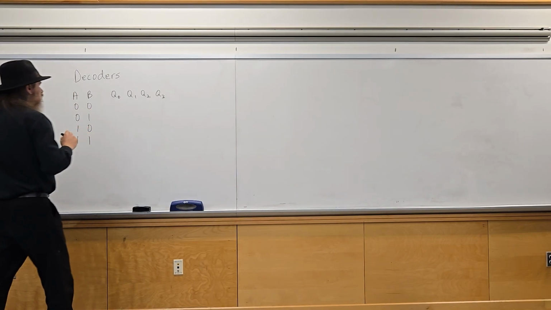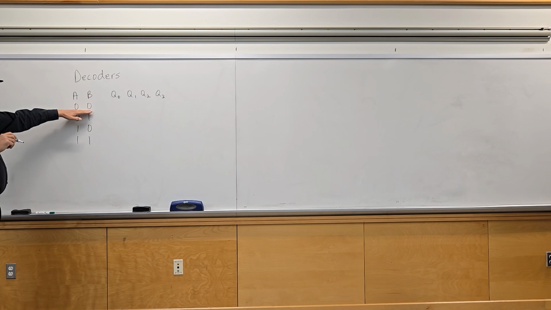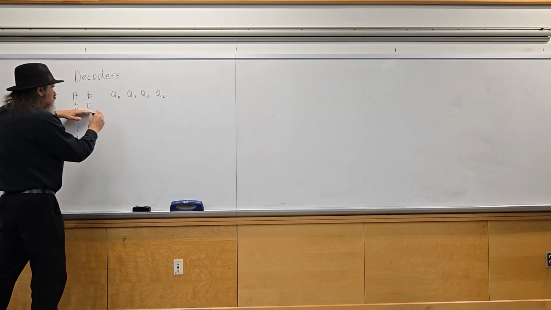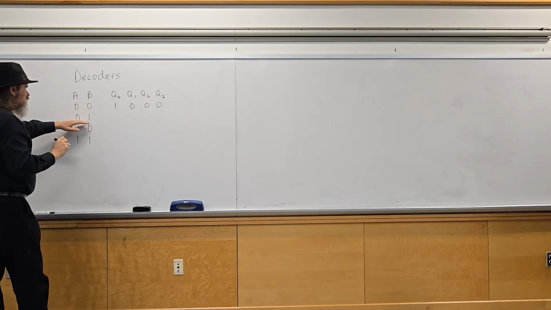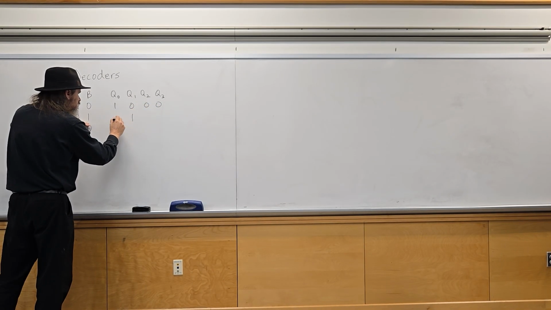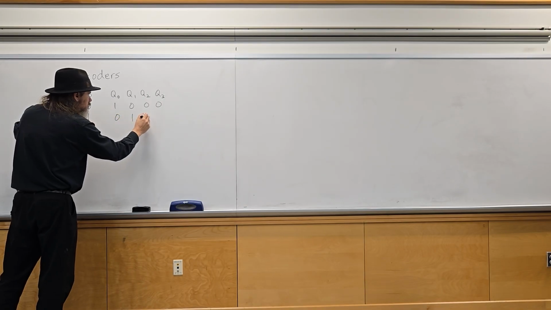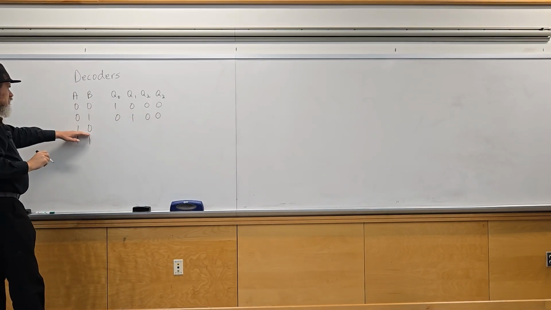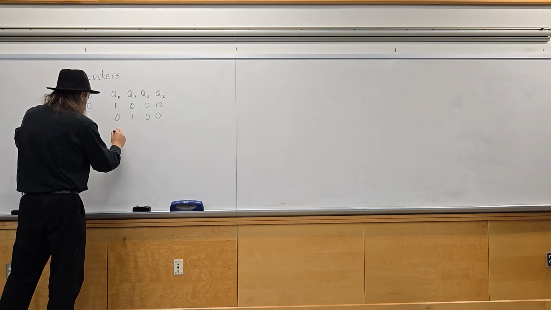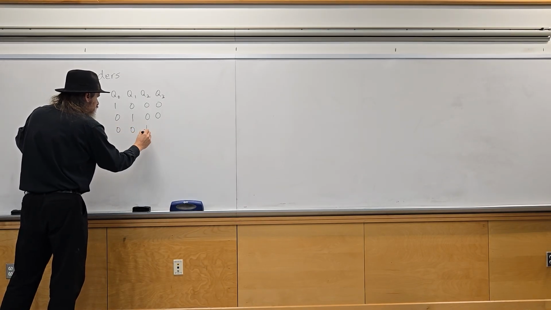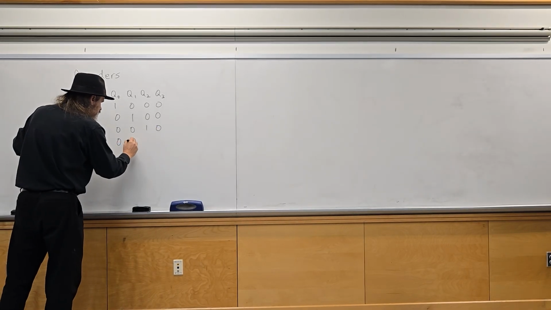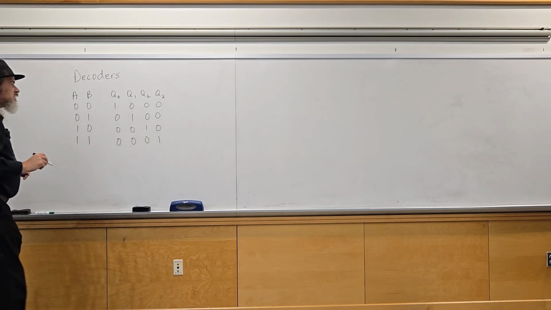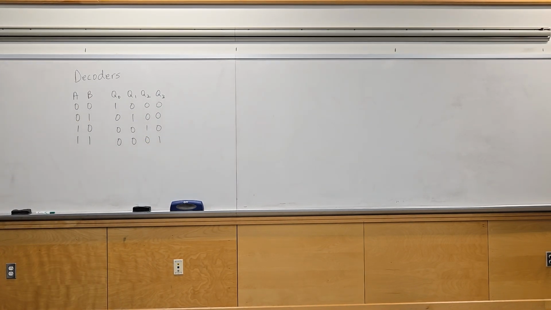So if your binary number is 0, 0, you'll have a 1 here and zeros across the rest of them. 0, 1, you'll have a 1 in Q1. 1, 0, or 2, you'll have 0, 0, 1, 0. And 3, you'll have 0, 0, 0, 1. So one unique output for each binary number input.